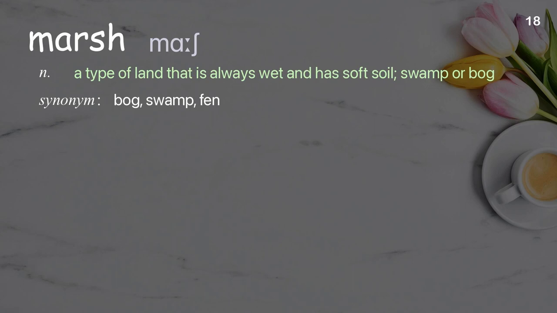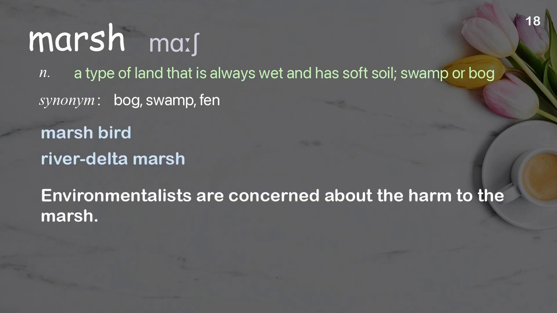Marsh. A type of land that is always wet and has soft soil, swamp or bog. Examples: marsh bird, river delta marsh. Environmentalists are concerned about the harm to the marsh.